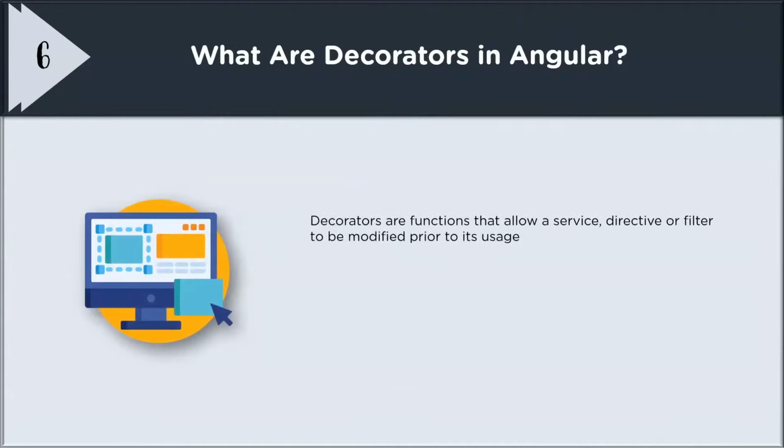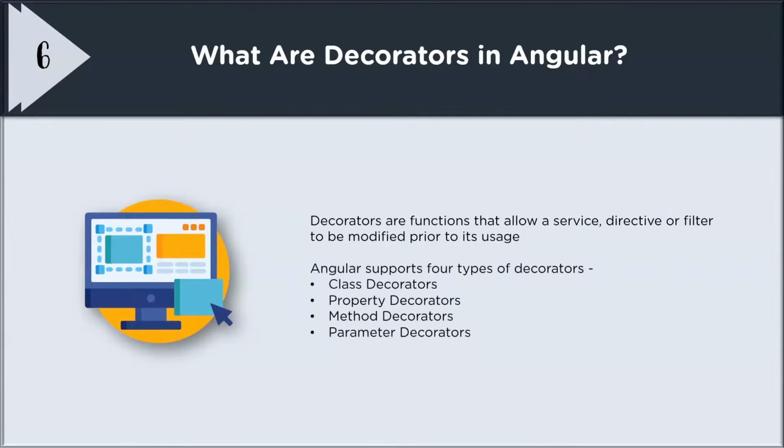Decorators are a design pattern or functions that define how Angular features work. Now they are used to make prior modifications to a class, service, or filter. Angular supports 4 types of decorators, namely class decorators, property decorators, method decorators, and parameter decorators.